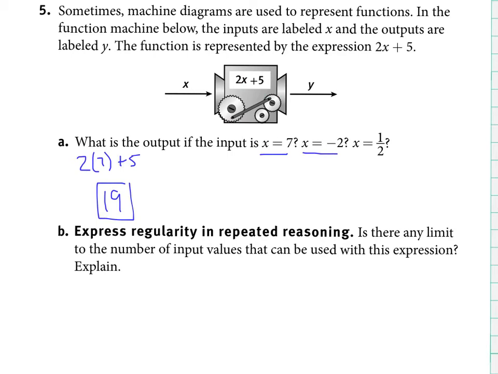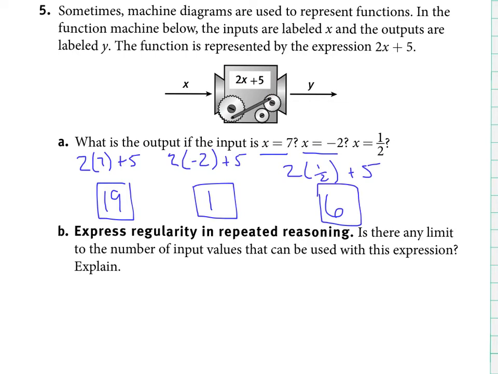Now we're going to input the second one, which is negative 2. So I have 2 times negative 2 plus 5. Well, 2 times negative 2 is negative 4. And if we add 5, you get 1. Next is 1/2. So I have 2 times 1/2 plus 5. You can do that in your calculator, or remember when you multiply fractions, you multiply times the top, then divide by the bottom. So if I do 2 times 1, that's 2. Divided by 2, that's 1. And 1 plus 5 is 6. So here are my inputs, and then these are my 3 outputs.